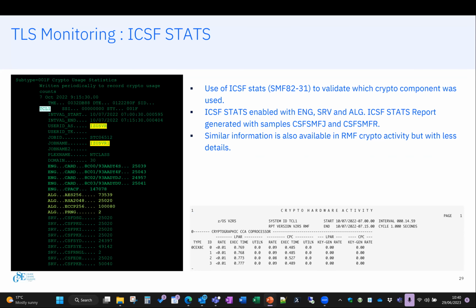And the new SMF 82 subtype 31 was quite helpful, because with this SMF record, I can see my target application, so EZU server, so z/OSMF, and I can be sure of what has been done from where in terms of engine, so the Crypto Express cards, the CPACF, and what algorithm were used, and also what ICSF service was invoked. So to control, to check, that was perfect. That was not the only tool I used. The RMF crypto report was quite interesting also to see at the machine level what I did with my crypto cards and the remaining resources that I have.